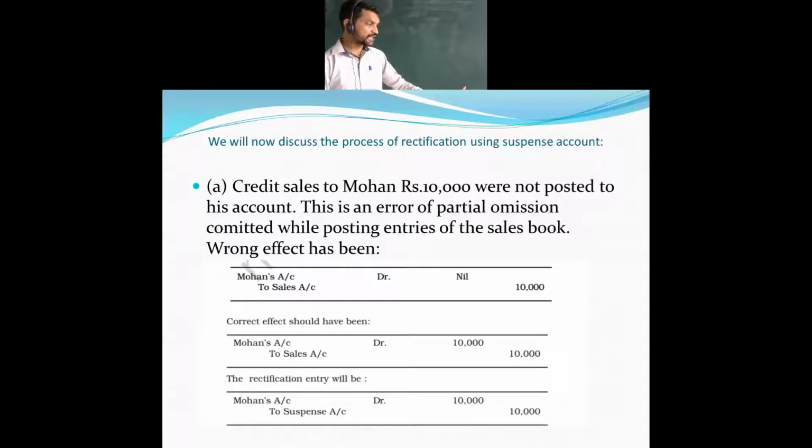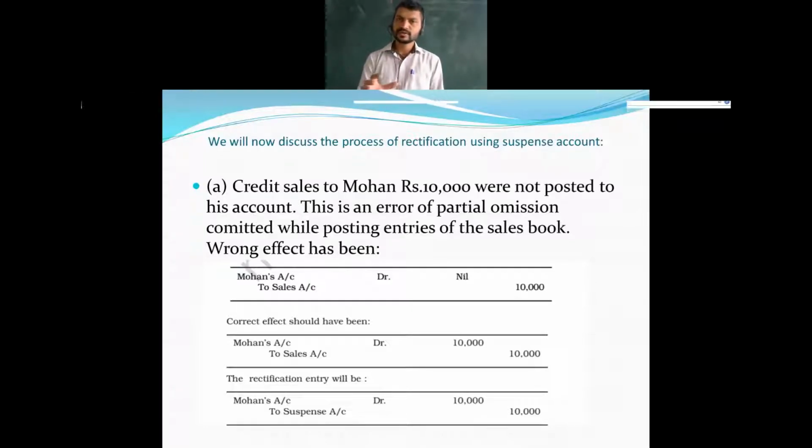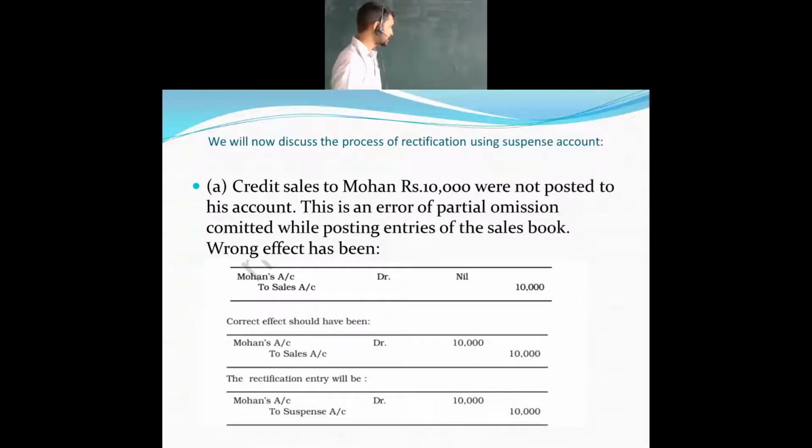Now at the last, the third one, you can see the rectification entry will be Mohan's account debit to suspense account. Here you are going to shift the amount which was not posted. You are not going to erase. Keep in mind, you are not going to erase any amount and write 10,000 here like this. We have already discussed that, and I'm not going to repeat that point again and again.